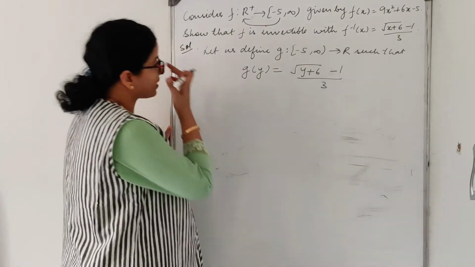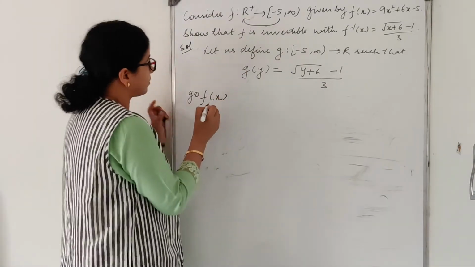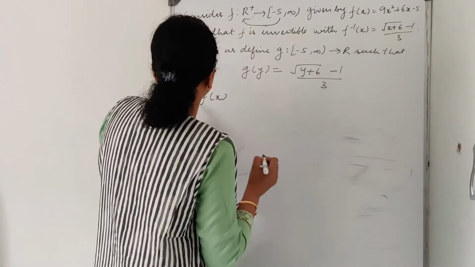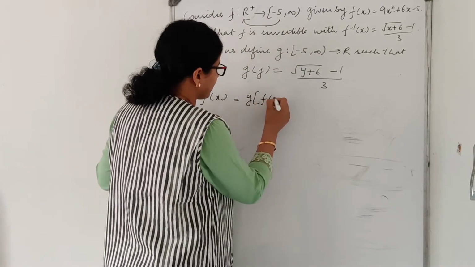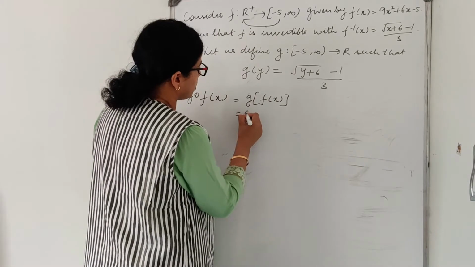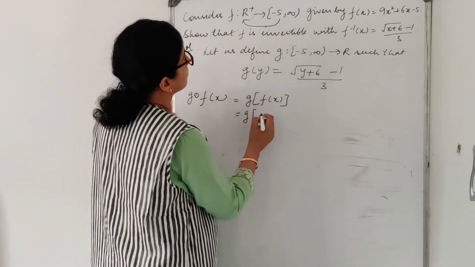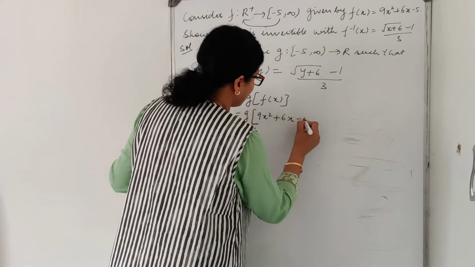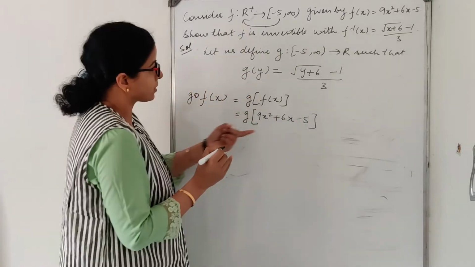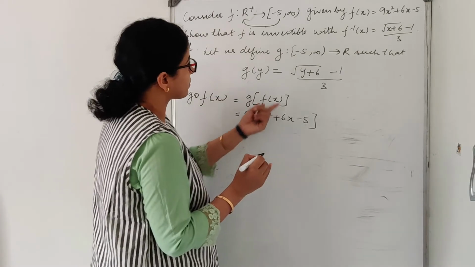So now let us discuss the x. With f, since I have x, I will find g o f of x. So g of f x. Okay, g. What is my f x? 9x square plus 6x minus 5. Okay, so now I will substitute this value over here.